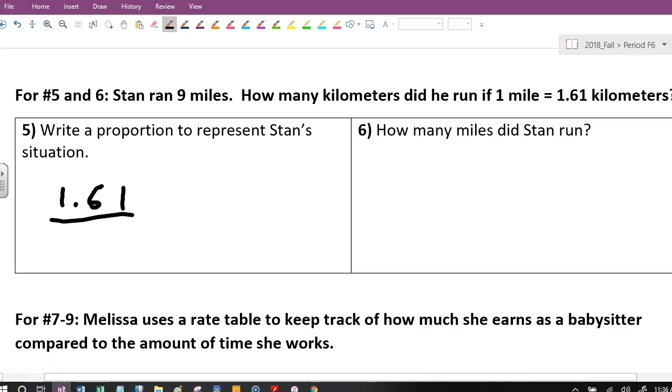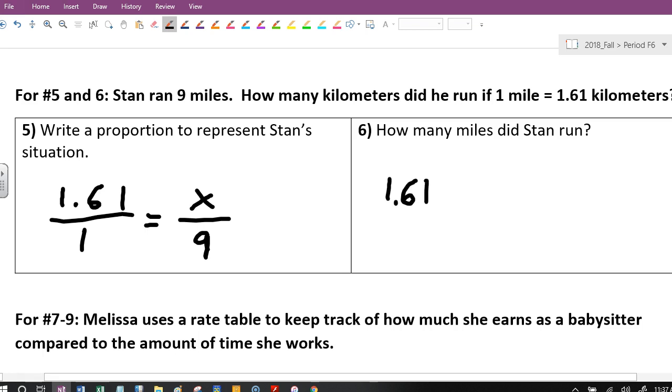So for every 1.61 kilometers, we have 1 mile. Now we want to know how many kilometers. Is kilometers or miles on top here? Kilometers, right, good. We don't know how many kilometers, so that's going to be our missing value. And how many miles did he run? 9. Do you guys see how I got that? It's like a question mark. How many for 9? Are you sure you're with me? Good. Okay, so how many miles did Stan run? Do you see how to solve this?